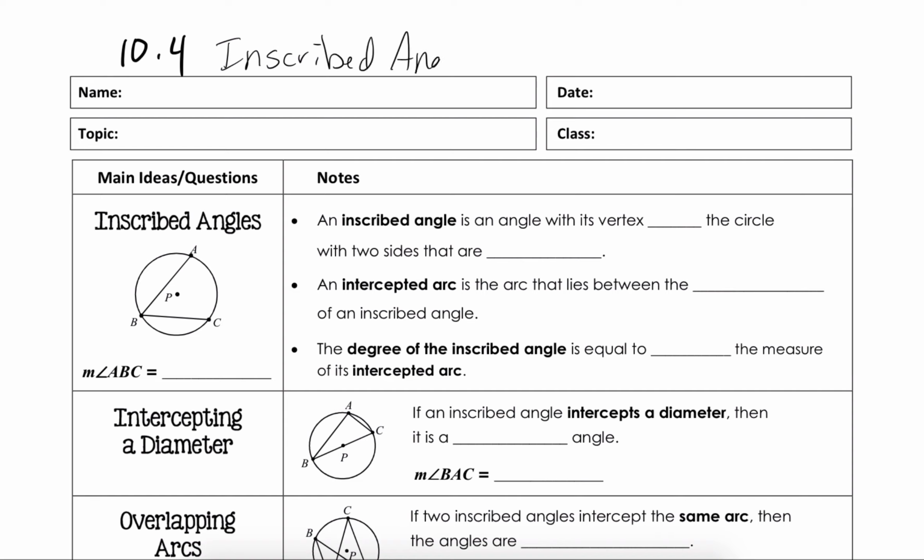So we kind of talked about what inscribed angles were before. Remember that inscribed angles are angles with the vertex on the circle. So an inscribed angle is an angle with its vertex on the circle and with two sides that are chords.